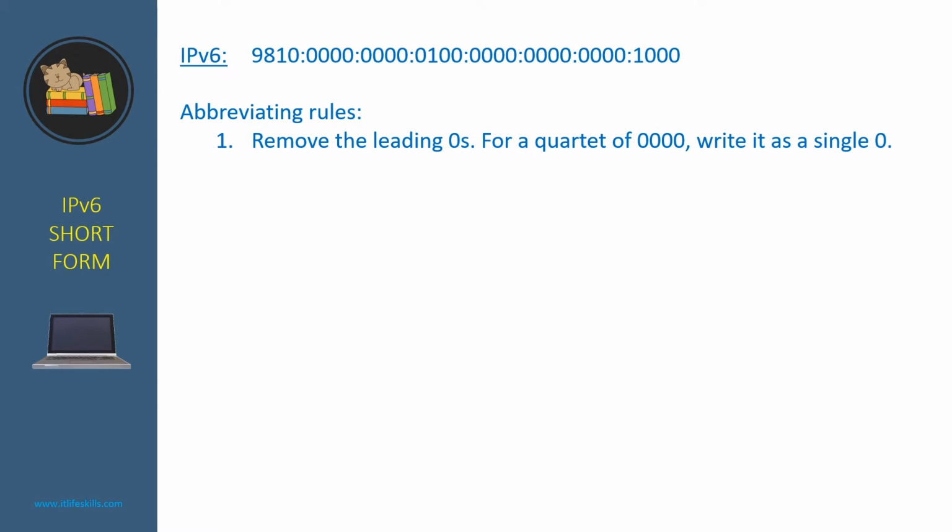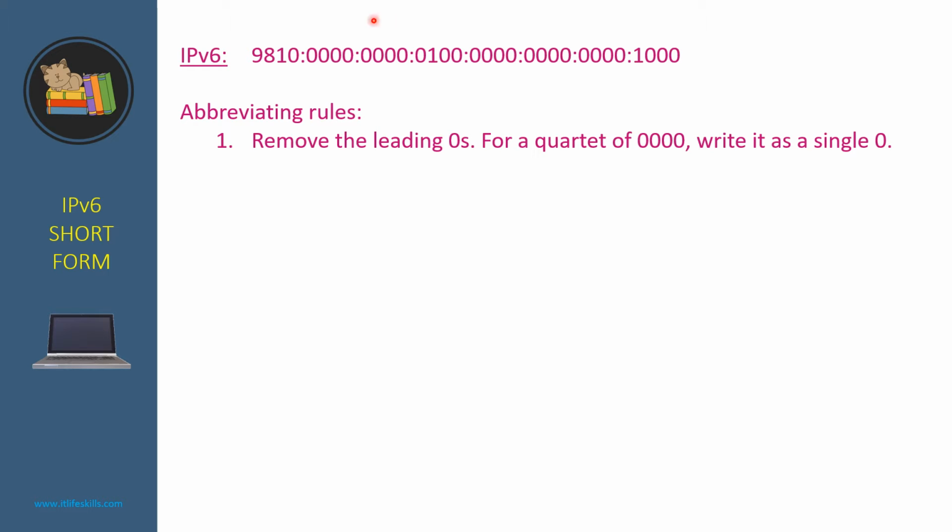As you may notice, IP version 6 in the long form is difficult to remember, and it is a lot to type on a command line. Luckily, IP version 6 also defines ways to abbreviate or shorten how you write or type an IP version 6 address. Here are the rules. First, remove the leading zeros. For a quartet of all zeros, write it as a single zero.